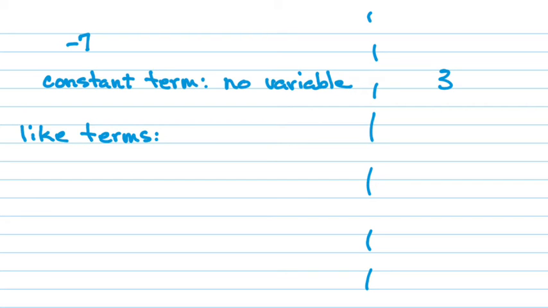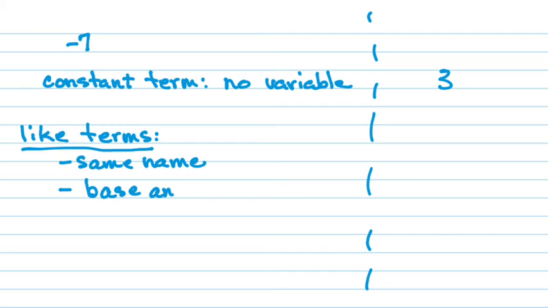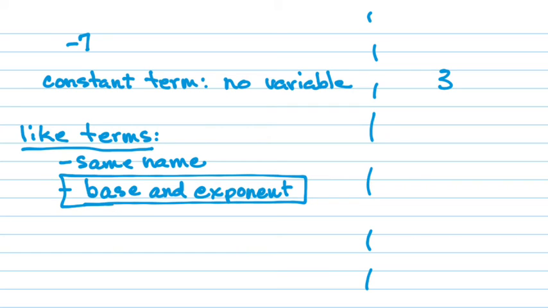I have 7 pencils, right? You would gather them together as one group. And that's why it's so important to understand like terms. Now, again, like terms are terms that have the same name. And which two parts of the term make its name? The base and what other part? The base and exponent. So they have the same base and exponent. And that's what makes them like terms.